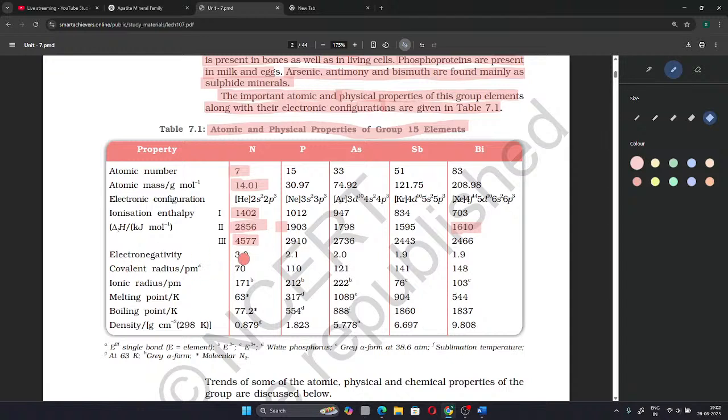And let's see electronegativity. With nitrogen having the highest electronegativity, followed by phosphorus, arsenic, antimony and bismuth. This also follows the general trend as electronegativity keeps decreasing as we go down the group.